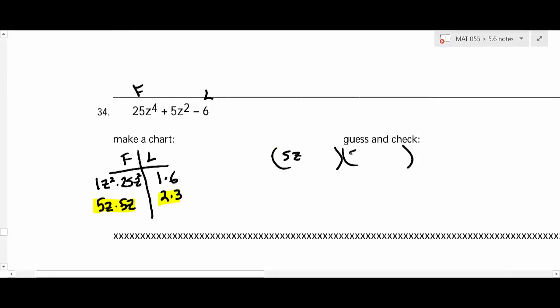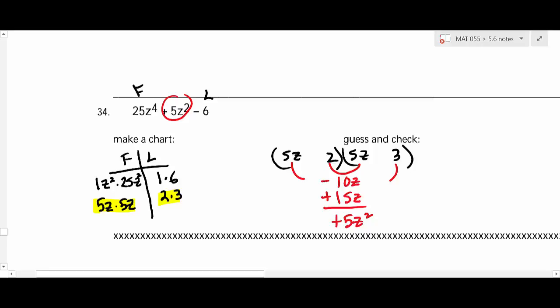Okay, so let's try 5z. And then 5z like that. Now let's try 2 and 3. Let's see what happens. Now again, the key on this is just draw this visual. See, that's a 10z when you multiply it. That is a 15z when you multiply that. What are you trying to get? Positive 5z to the second. So we found it, didn't we? Okay. That means the 15 has to be positive, the 10 has to be negative.